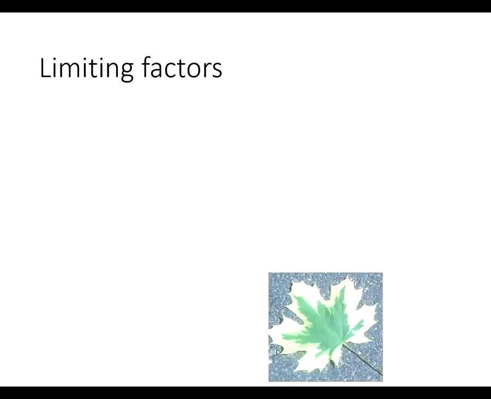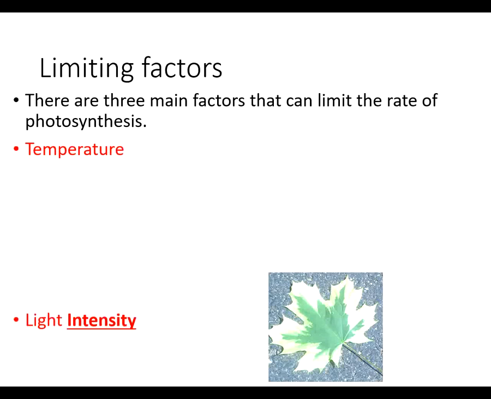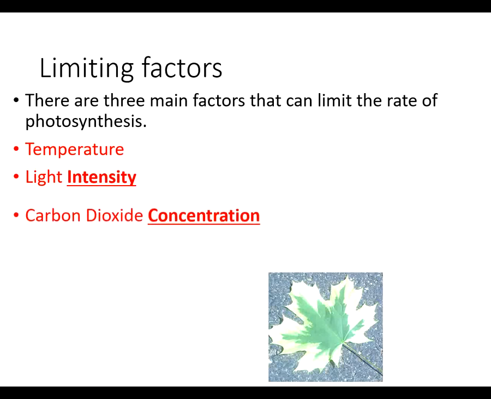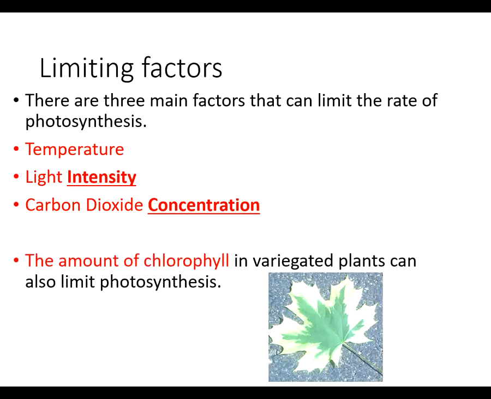So there are things that limit how quickly photosynthesis can take place, and you need to know the 4 key limiting factors for photosynthesis, which are temperature, light intensity, and it is really important that we write down the word intensity, carbon dioxide concentration, and again it's really important in exams, remember to write down the word concentration, not just carbon dioxide, and the amount of chlorophyll.